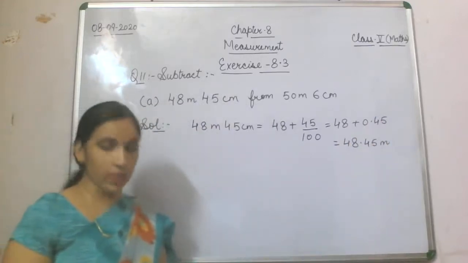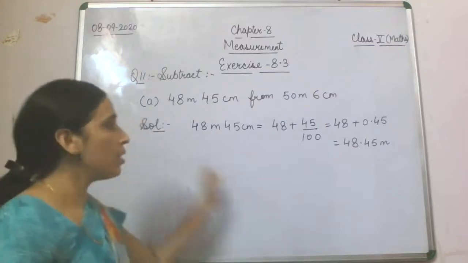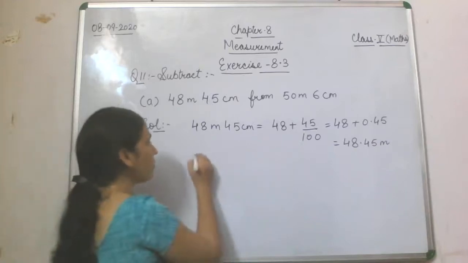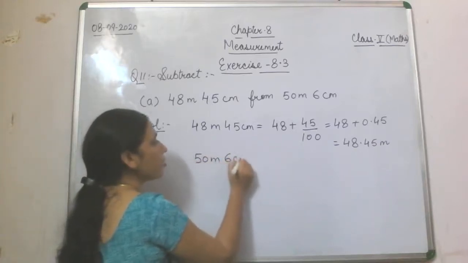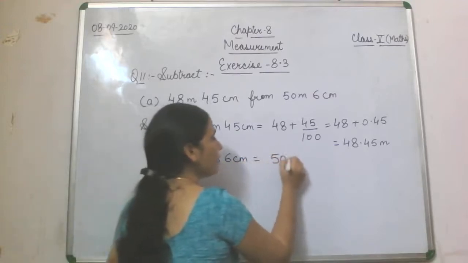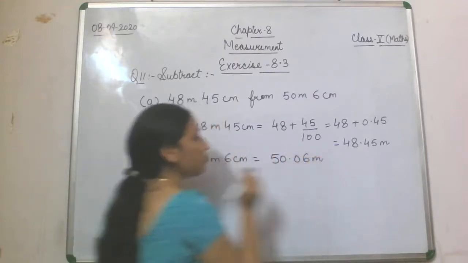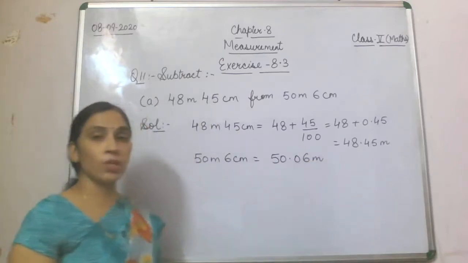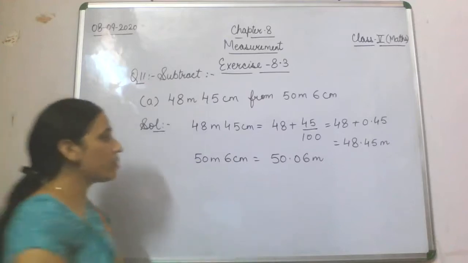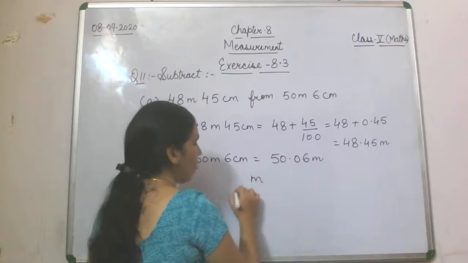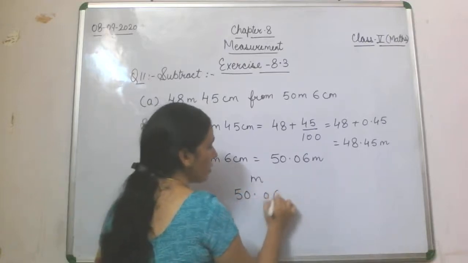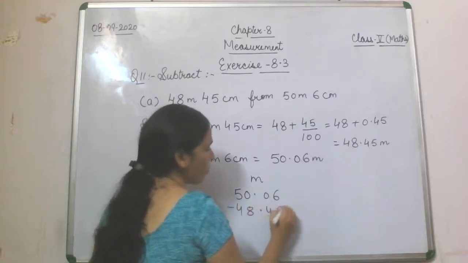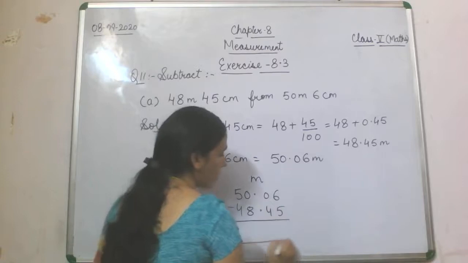In addition and subtraction questions, you don't need to show this conversion. You can straight away write it like this: 50 meter and 6 centimeters can be written directly as 50.06 meter, because 6 is divided by 100 to become 0.06, which is added to 50. So what is the next step? Out of 50.06, I am going to subtract 48.45.